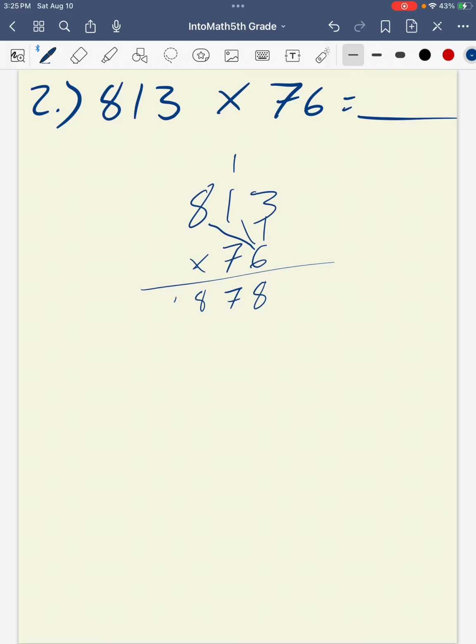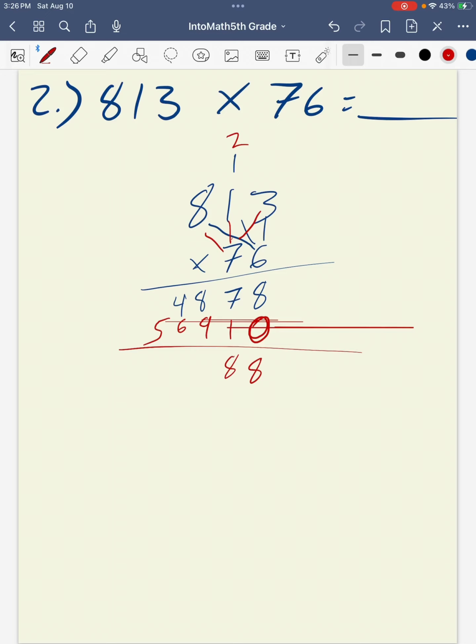Then I do 6 times 8, which gives me 48. Now I move on down to my 10's place. I put a placeholder 0 because I'm no longer multiplying by my 1's. And I start 7 times 3 for 21. I carry my 2 over there. 7 times 1 is 7, plus 2 gives me 9. And then 7 times 8 for a total of 56. I add these all up.